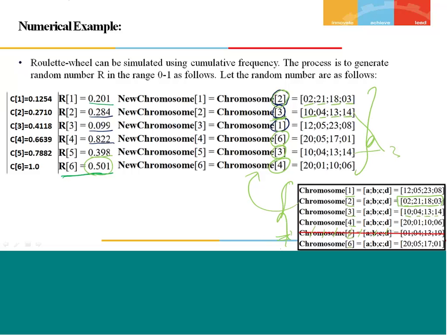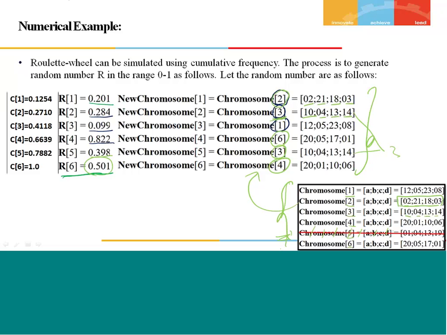So what do you mean by new chromosome 1 equals to new chromosome 2? It means, now in the selection process, you want to select your first chromosome. So you need to select according to the distribution. You are selecting your first chromosome. You are selecting your second chromosome. So it means here that when I am selecting my first chromosome, my first chromosome according to the distribution is the second chromosome which was previously there.